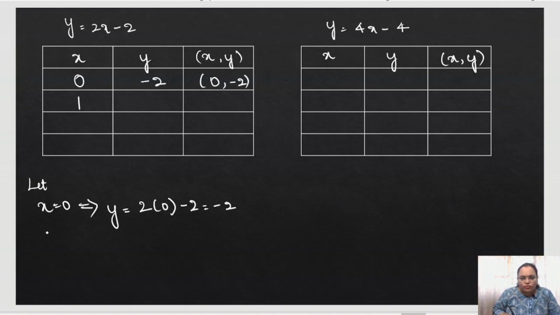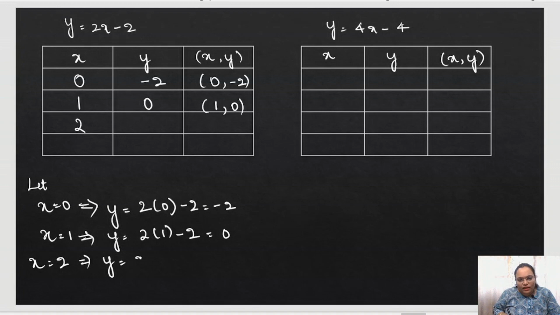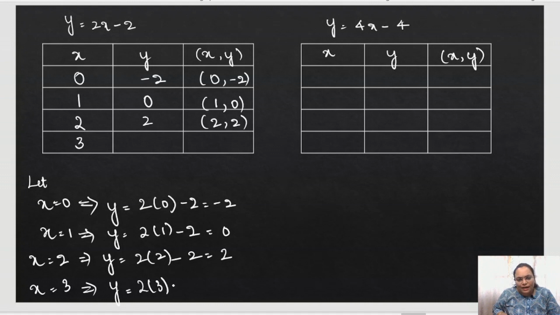And if you take x is equal to 1, then y will be 2 of 1 minus 2. So 2 minus 2 is 0. So the point is 1 and 0. If you take x is equal to 2, then y will be 2 of 2 minus 2, so 4 minus 2 is 2. So the point is 2 and 2. And if you take x is equal to 3, then y is 2 of 3 minus 2, which is 6 minus 2 is 4. So the point is 3 and 4.